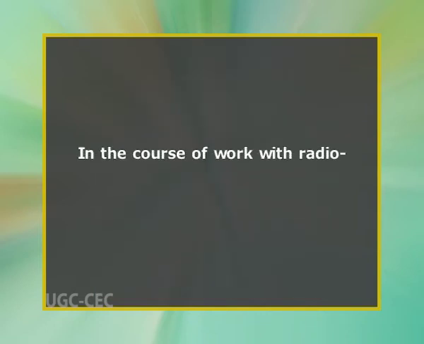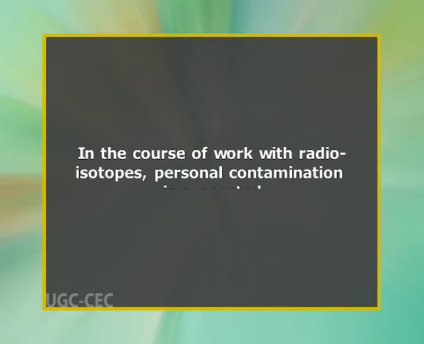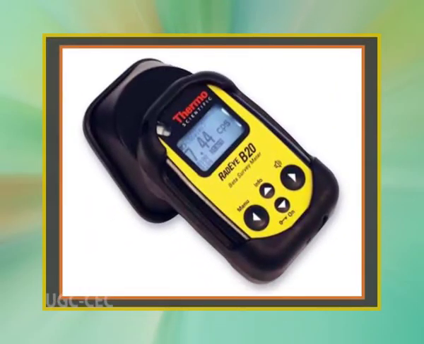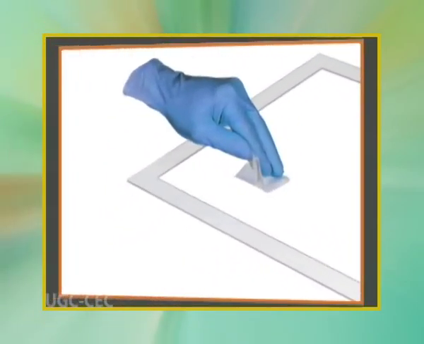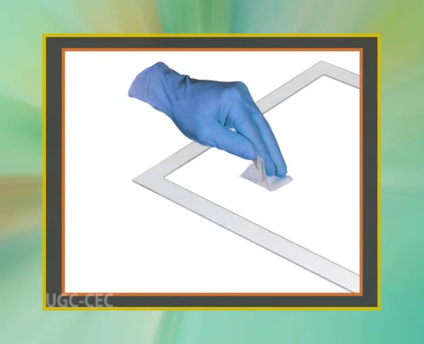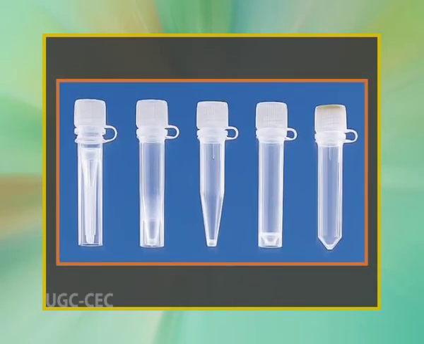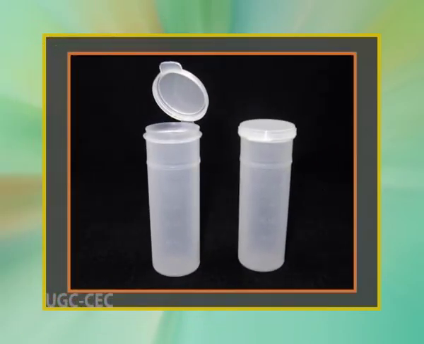Number 8. If in the course of work with radioisotopes, personal contamination is suspected, a survey with a suitable beta-gamma surveymeter, or wipe tests if working with H3 and C14, must be made immediately, to be followed by the required decontamination. Number 9. When using radioactive material, screw-top tubes are better than flip-top tubes. The more secure the closure of the tube, the less likely it is to pop open, for example during centrifugation or when heating the contents.